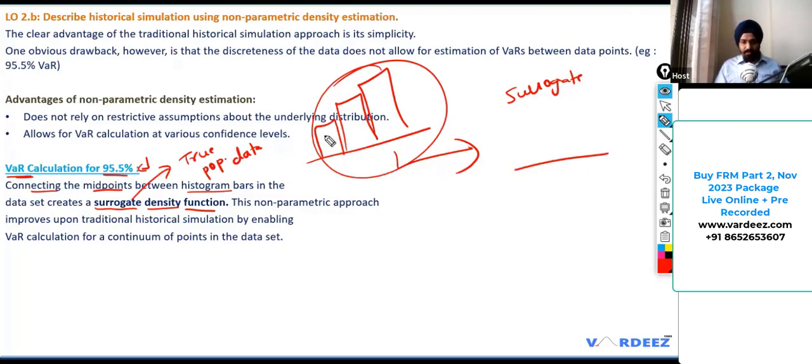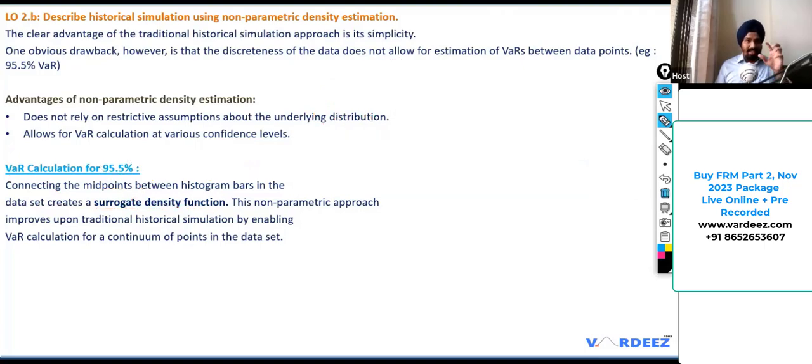So we can connect the midpoints of these bars, and then we can pretty much form a curve. So then there must be some data right here as well. Okay. You just start from here and connect the data in a linear shape through the midpoints. And then you've converted this discrete data into a surrogate density function, a continuous function. And then you could calculate the VAR at any confidence level, just like a normal distribution. You have a Z table, just like that. We can go ahead and do that.